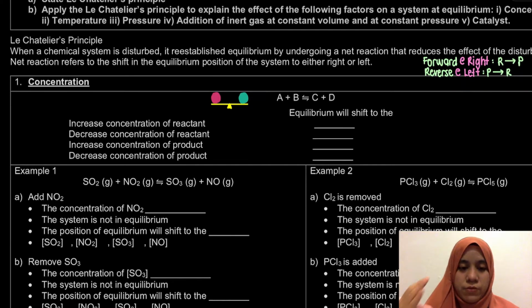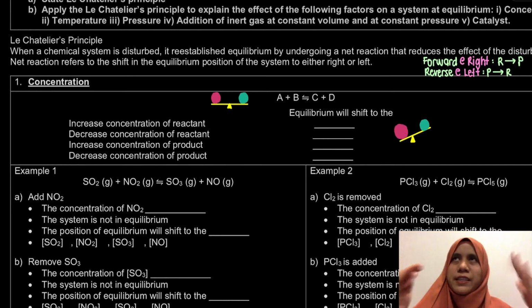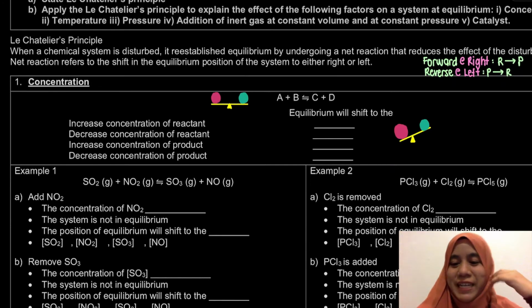Okay, what do we want to disturb now? The first one is to increase the concentration of reactant. So what would happen? Right now it is balanced like this, but we increase the concentration of reactant. So what happens is that the red one is not this size anymore, it will become bigger. So what happened to our seesaw? Our seesaw will become like this, because right now our red one has become bigger. So it is not balanced, it is tilted, more to your left.